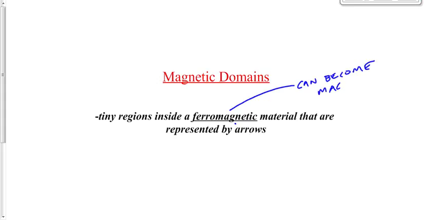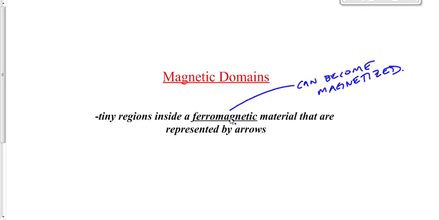An example of that would be steel. The legs of your desk are made out of steel. They're not magnets right now, but if you bring a magnet nearby, you can cause the legs of your desk to temporarily become magnetized because it's a ferromagnetic material. It has the ability, the potential, to become magnetized.